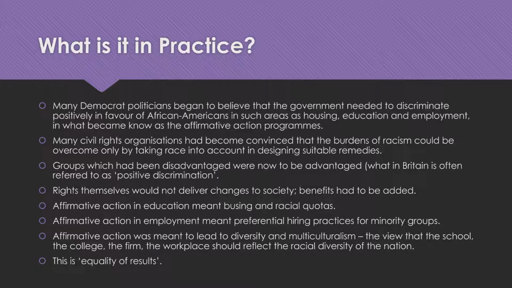Rights themselves would not deliver change to society. Benefits had to be added for people. So, affirmative action in education meant busing and quotas. Affirmative action in employment meant preferential hiring practices for minority groups. And affirmative action was meant to lead to diversity and multiculturalism: the view that the school, the college, the firm, the workplace should reflect the racial diversity of the nation. And that is what's called equality of results.